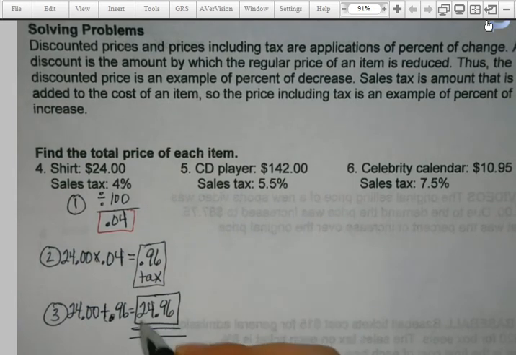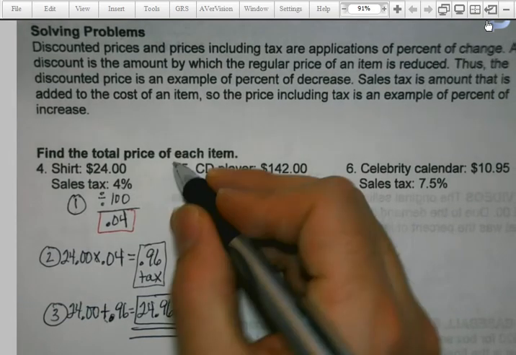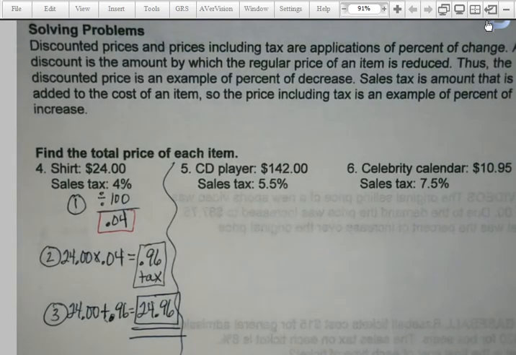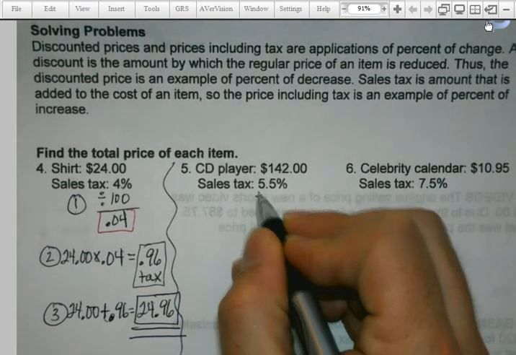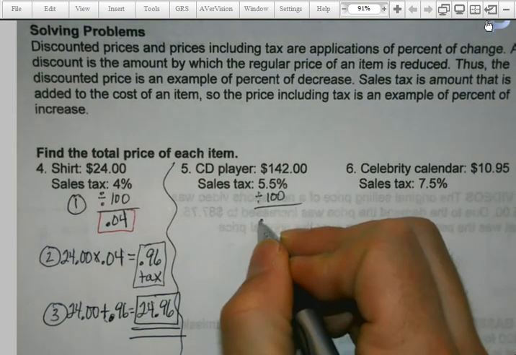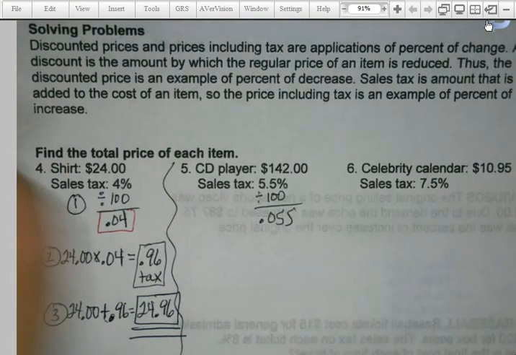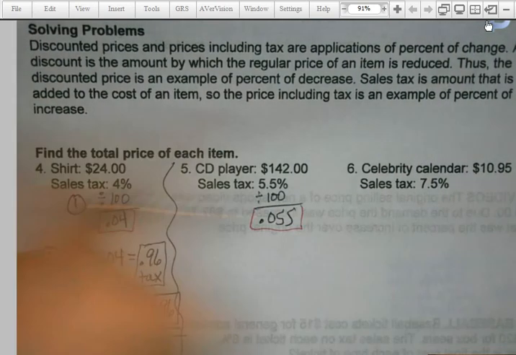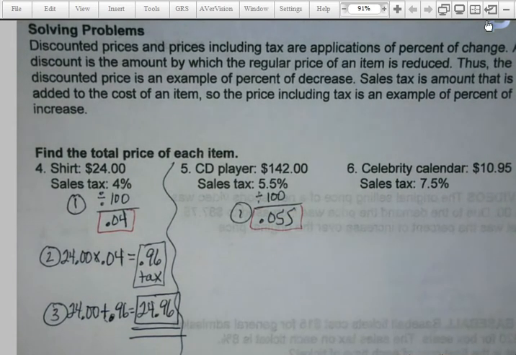$24.96. So let's take a look at number 5, and then I'll let you kind of play with 6 here. So, my sales tax, 2 places to the left, or you can just divide by 100. Either is fine. So that's 0.055. That's my tax in its decimal form.